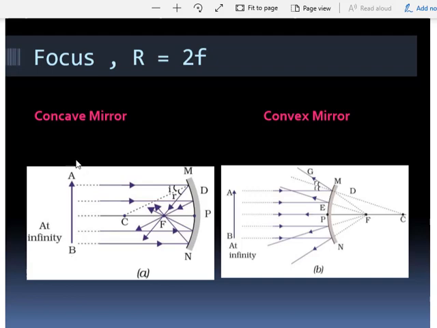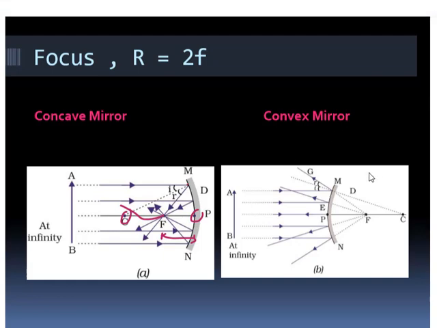Now see, this is an object which is at infinity, this is a concave mirror, and these are the rays of light that are coming, and one is this one, another one is this one, another one is this one. These four rays of light are coming and incident at these different points. After incidence, they are reflecting back and they are meeting at the same point. Okay, so this point is known as focus. This is the center of curvature, this is the pole, and this is focus. Now this distance between the focus and the pole is known as focal length.